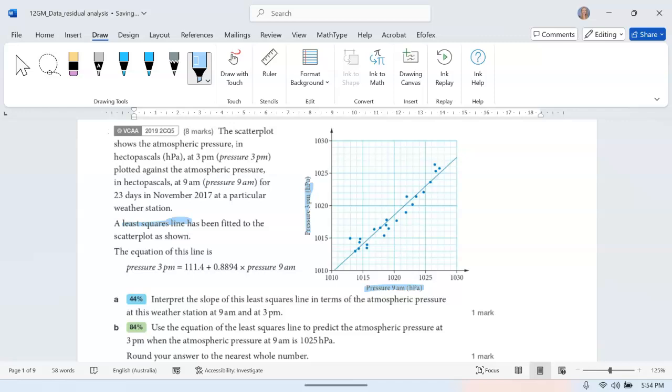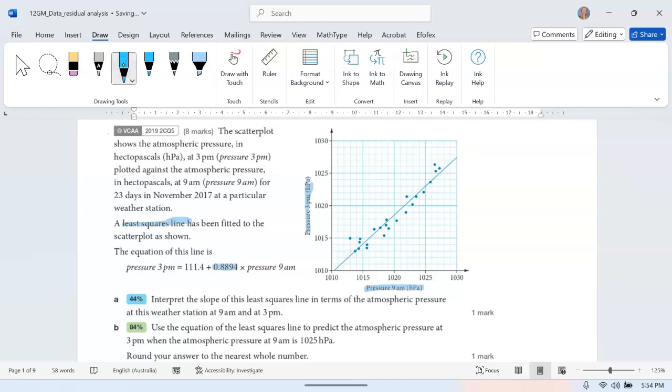All right, so part A, interpret the slope of this least squares line in terms of the atmospheric pressure at this weather station at 9 a.m. and 3 p.m. So you have to go to your equation. You don't have to calculate the slope. It's been given to you. So 0.8894.